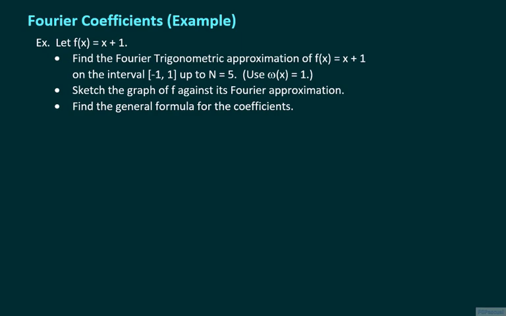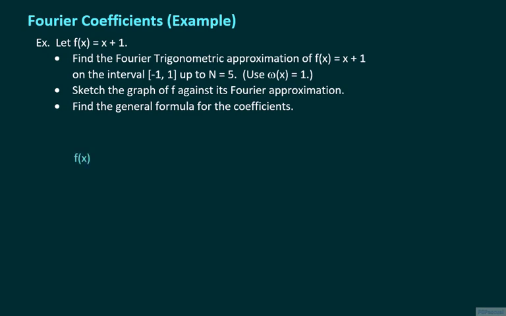In this video lecture, we construct a Fourier trigonometric approximation for the function f of x equals x plus 1 on the interval from -1 to 1 up to capital N equals 5. After finding the approximation, we sketch the graph of f against its Fourier approximation. For the final part of this video lecture, we find the general formula for the different coefficients of the Fourier trigonometric series.